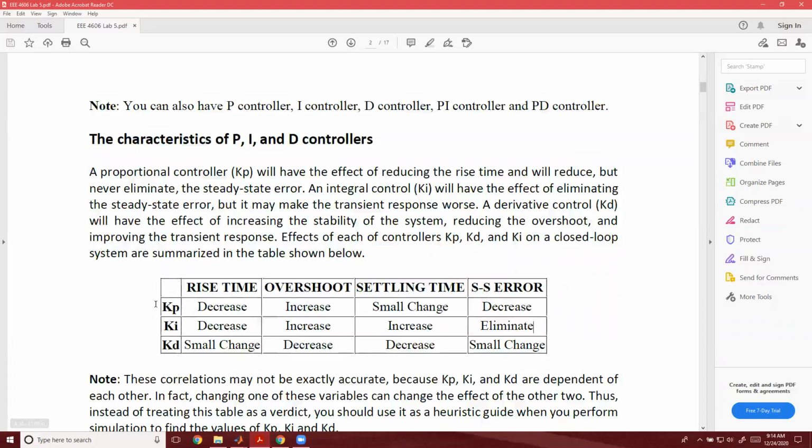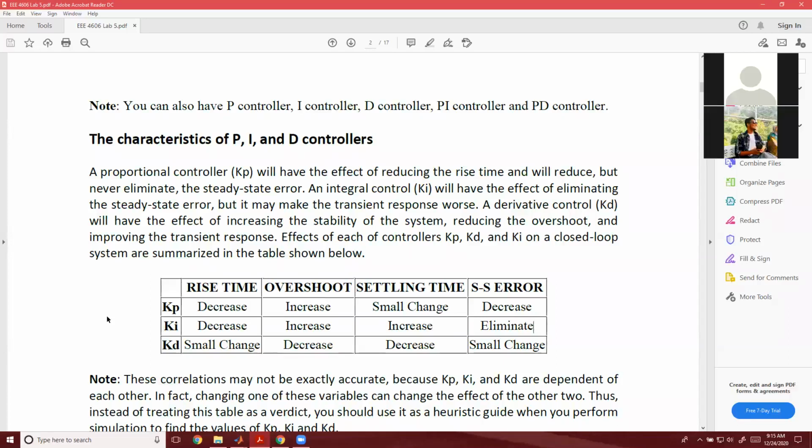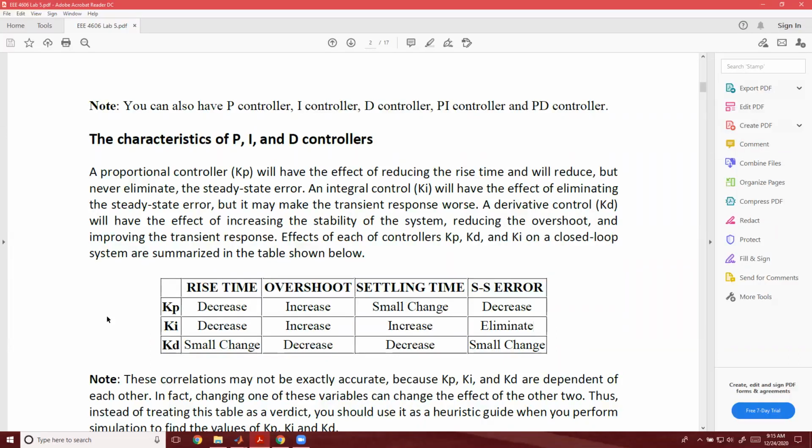But what I want to mean is, if you use, for example, KP and KI together, what will happen? Someone give me a brief description. So we're using KP controller and KI controller together, right? If we implement them together, what will happen? What will happen with the rise time? It will be eliminated. It won't be eliminated, but it will decrease significantly, right? Because both of the controllers decrease the rise time.